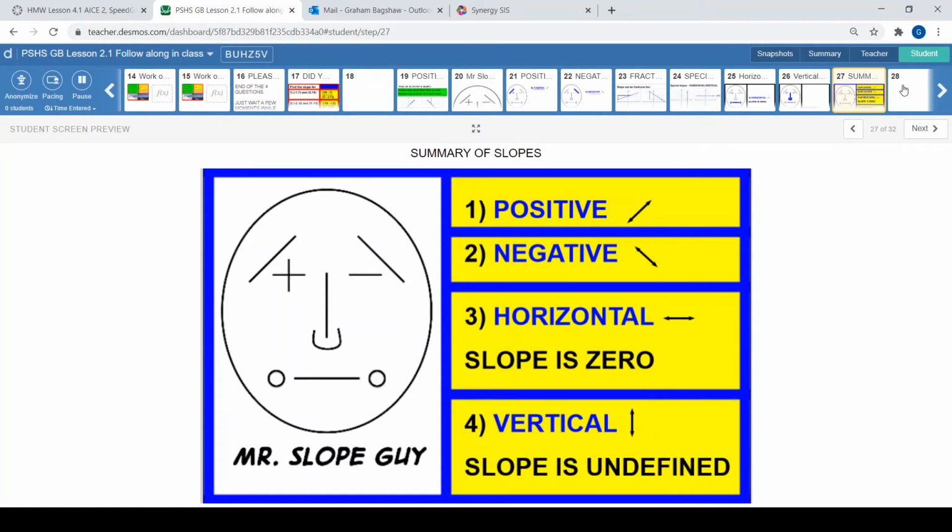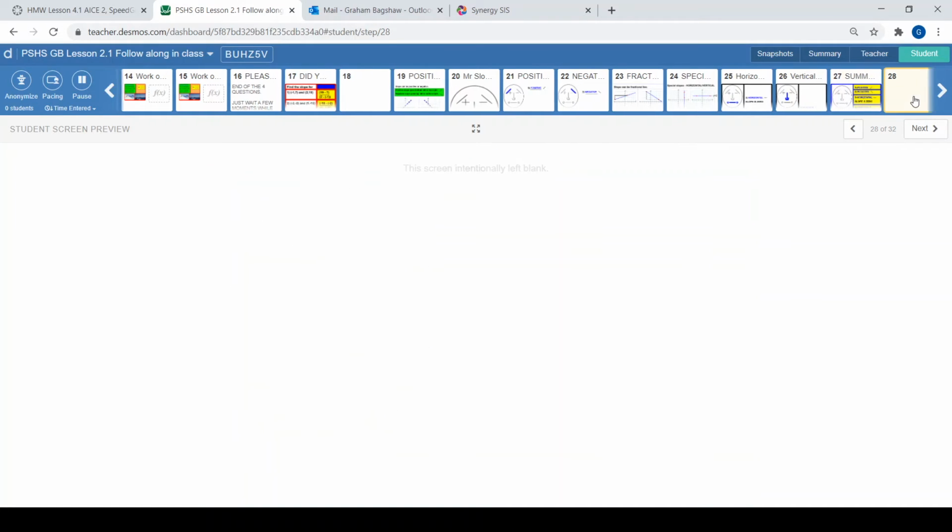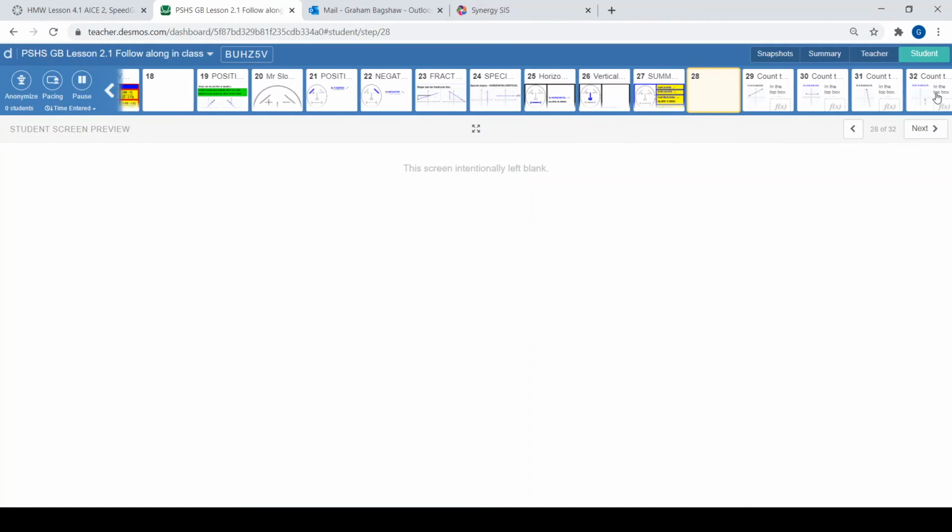And then there's a summary of all the 4 things that we can use from the picture. There's your positive slope because of his eye, negative slope, 0 slope horizontally because of the 0, and the vertical line is U for undefined, and we can certainly use those to help us as well.